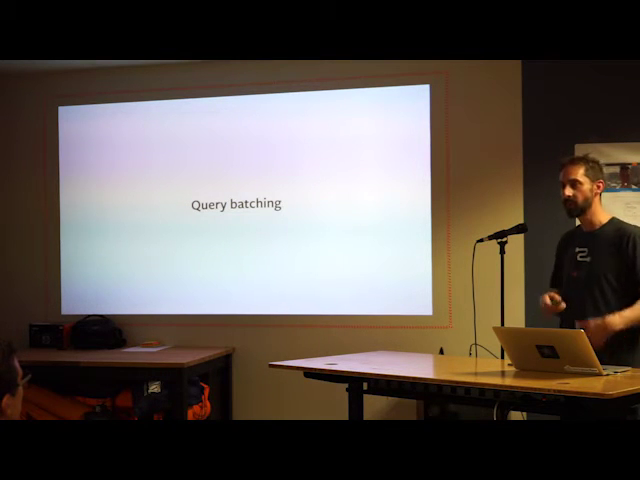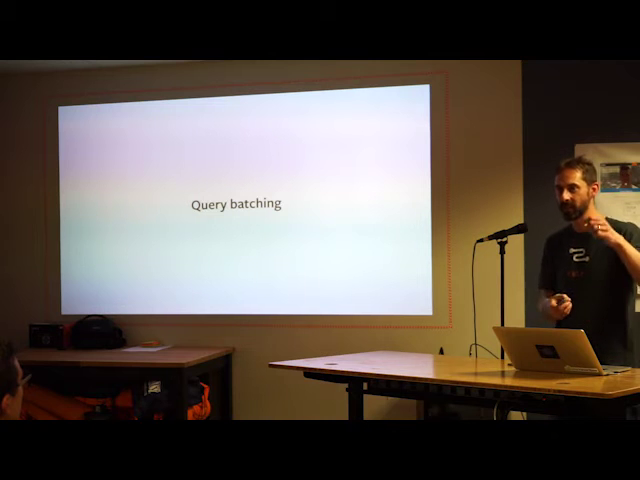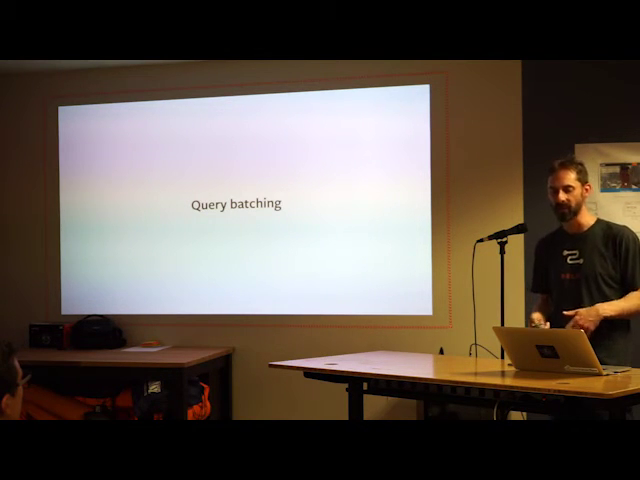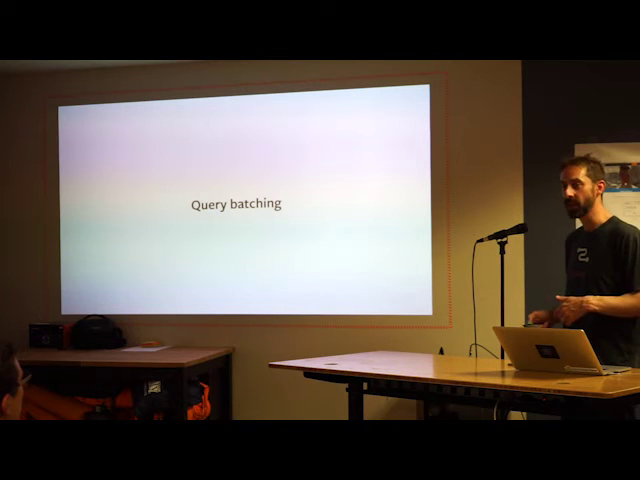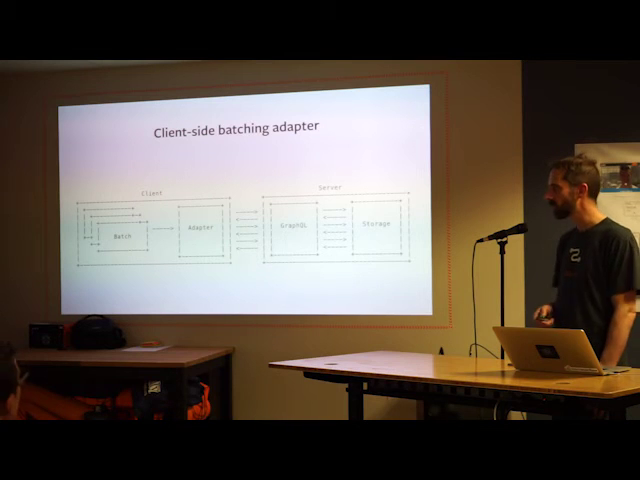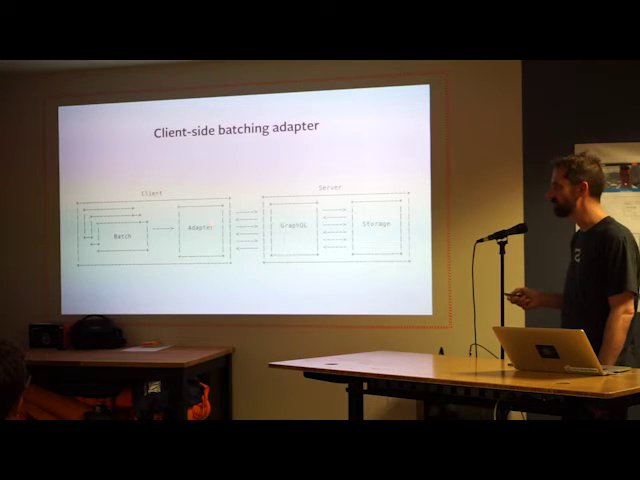And similarly, if you're building something like Relay Connection, you want to be able to stream down edges one at a time. So you need something else that's kind of batch aware. So we need a network layer that's capable of dealing with queries in groups. So we've built this client-side batching adapter.